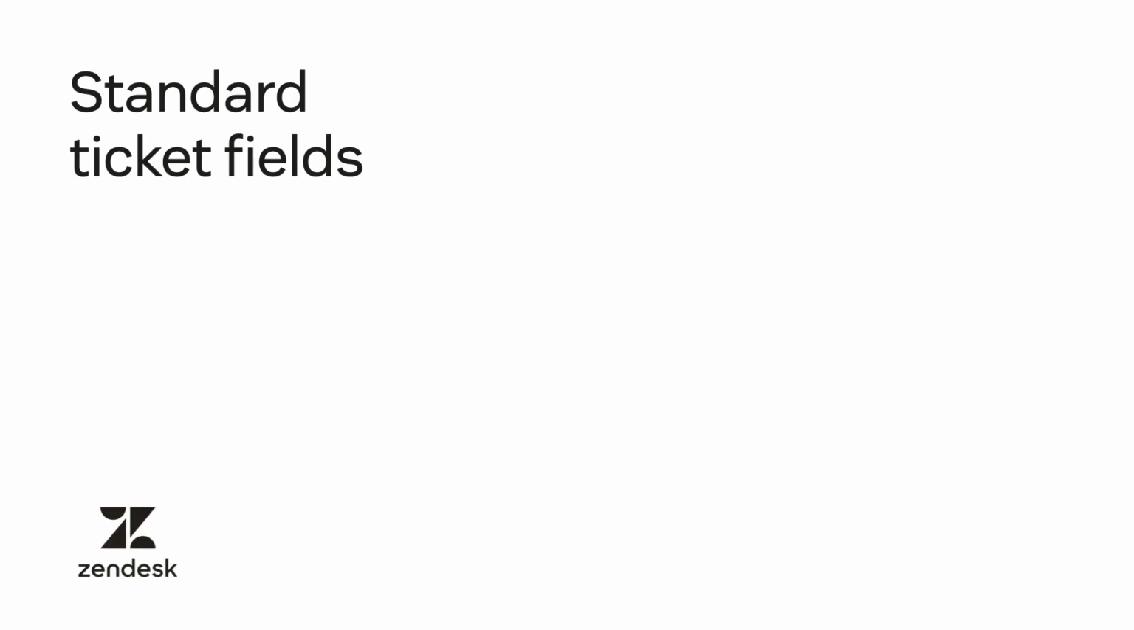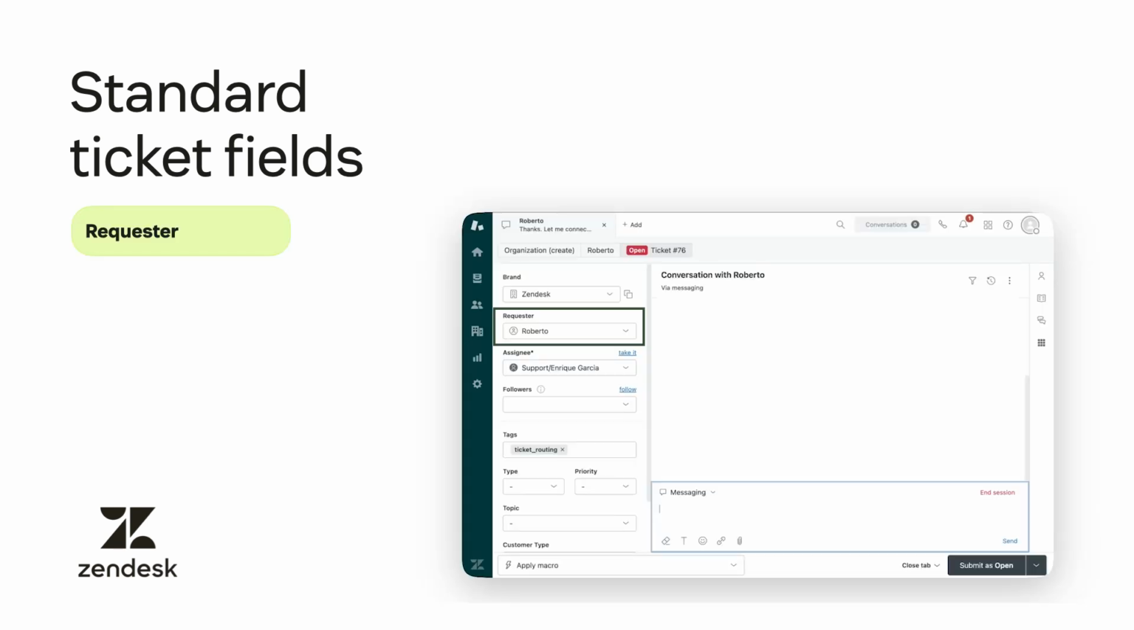Standard ticket fields are the predefined fields that agents see in a ticket. Typically, when your customers submit support requests, they provide the subject and description of their question or issue in standard ticket fields. Here's a quick breakdown of Zendesk terms when creating ticket fields. Requester, the person who submitted the ticket. Assignee, the person who is working on it.